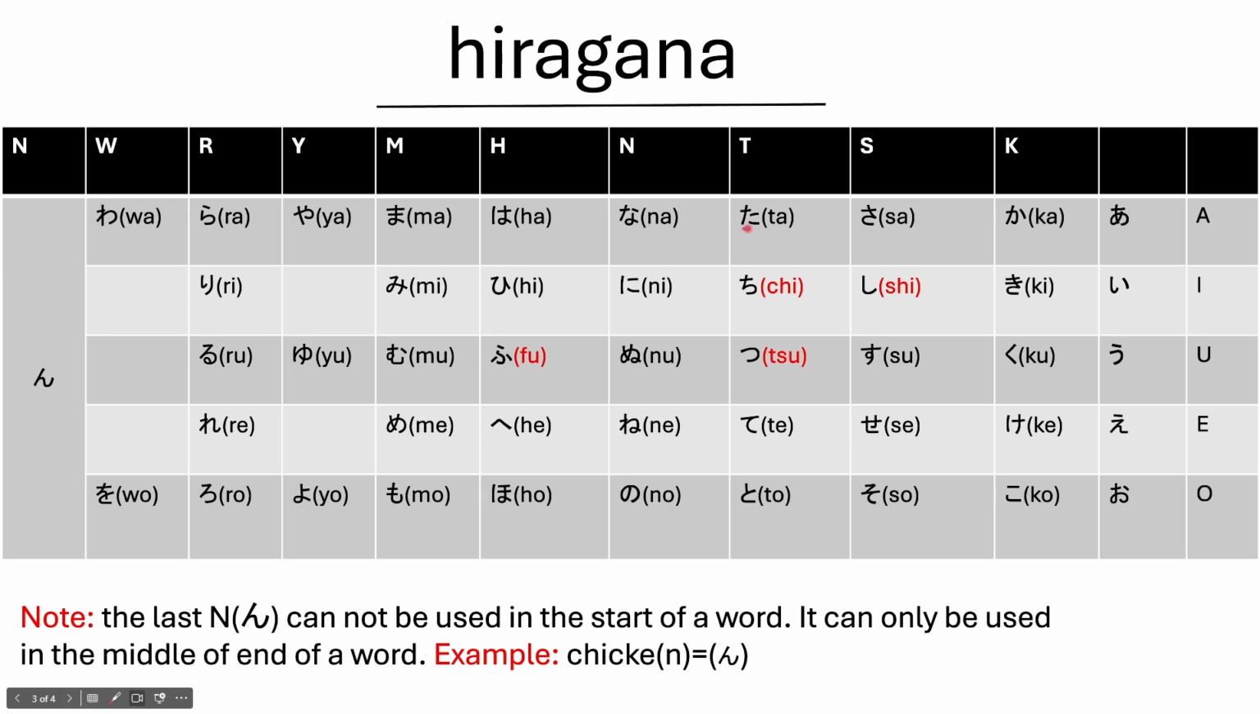If you study this chart properly, you can see K, S, T, N, H, M, Y, R, W, and the last N. You can just add these letters with A, I, U, E, O, and make up your own words. For example, if you add K plus A, it becomes ka, which is ka in Japanese. So it's very simple and easy.